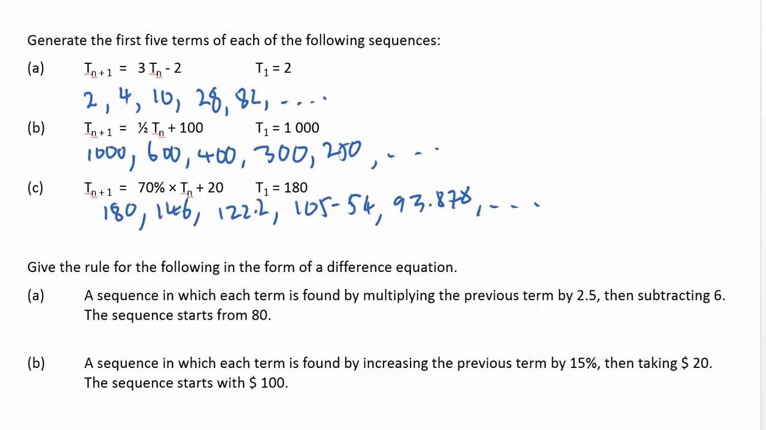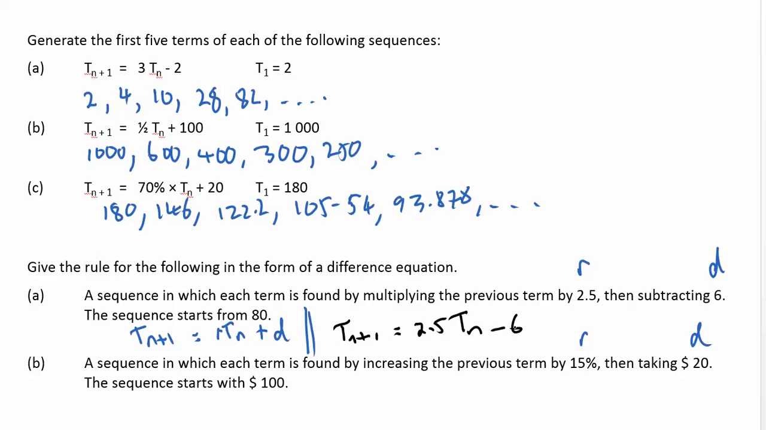Now from the description, we look for what is the common ratio, and we also look at the difference. Always writing it as Tn plus 1, or the next term, is equal to the common ratio times the previous, adding the common difference. You must always write where you've commenced from. Unless you're told otherwise, use T1.